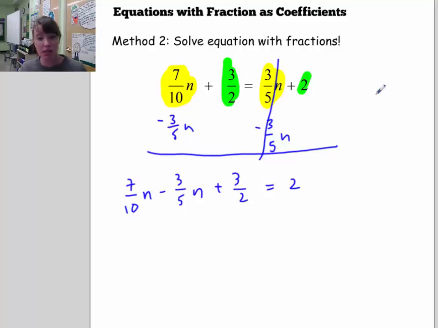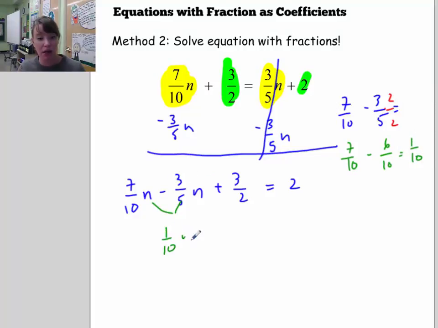So here I want to take 7/10, let me just do this on the side, and I want to subtract 3/5. Well, in order to do that, I need to get common denominators, so let's make this into 10 here. So I have 7/10 minus 6/10, which is just 1/10. So here I combine these two to get 1/10 n plus 3 over 2 is equal to 2.